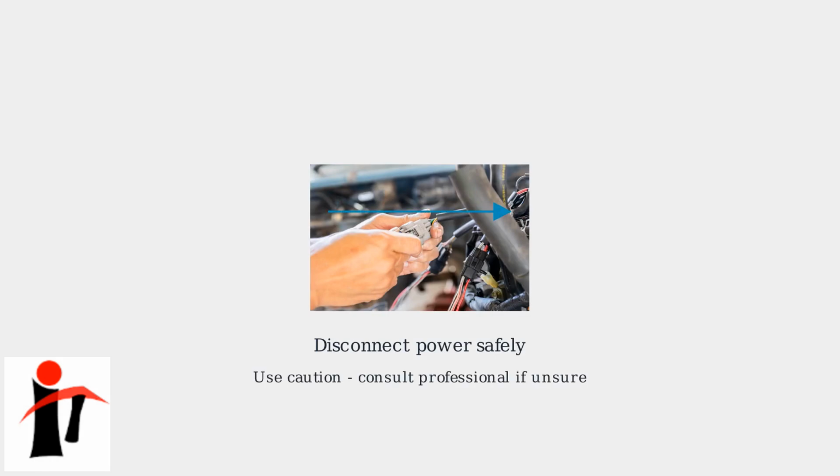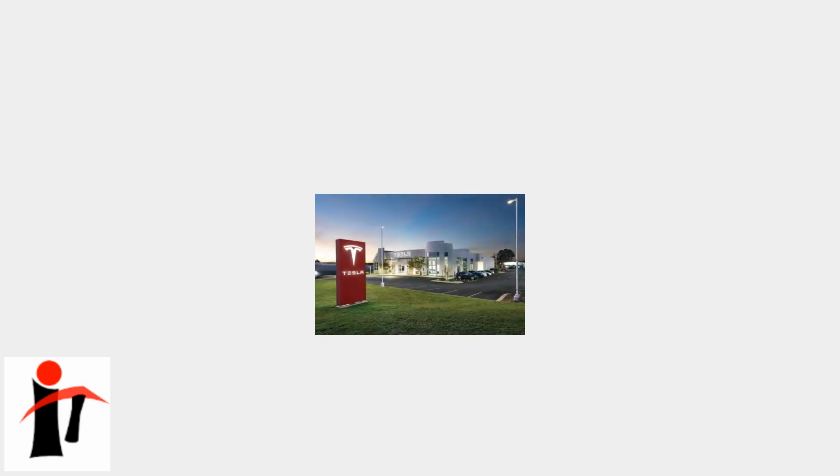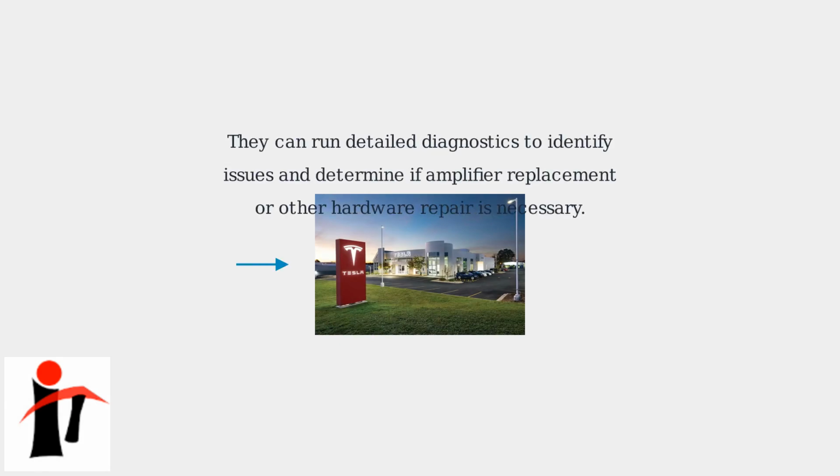When performing these checks, exercise caution. Always disconnect the vehicle's power by removing the negative battery terminal or using the emergency disconnect to avoid electrical hazards. If you're not comfortable with these steps, it's best to consult a professional. If you've exhausted all software-based troubleshooting steps and DIY checks and the rear speakers still aren't working, it's time to contact Tesla service. They can run detailed diagnostics to identify the exact problem and determine if an amplifier replacement or other hardware repair is necessary. Be sure to check your warranty coverage, as it may cover manufacturing defects for free repairs.